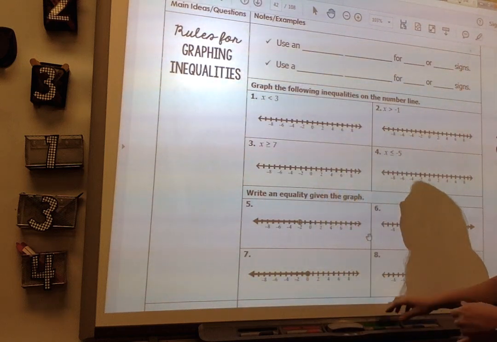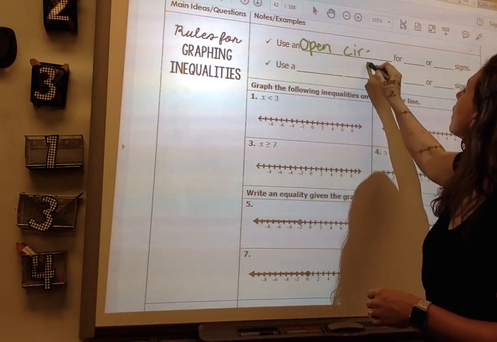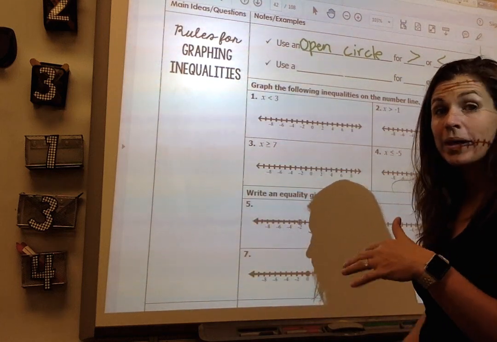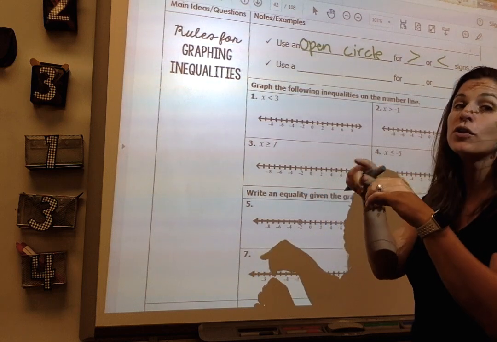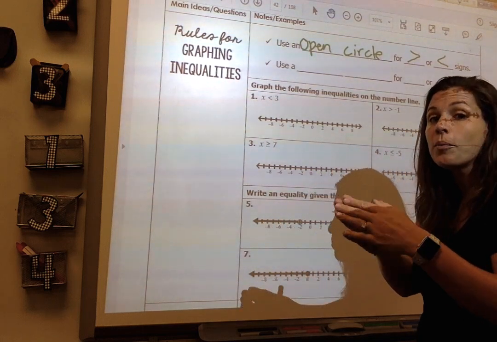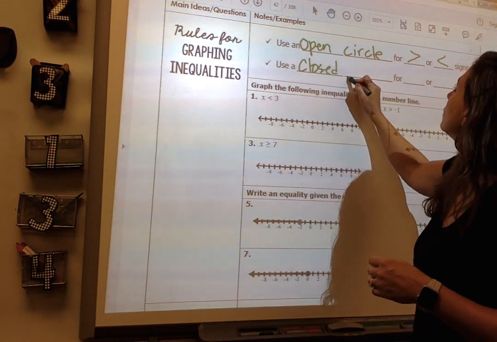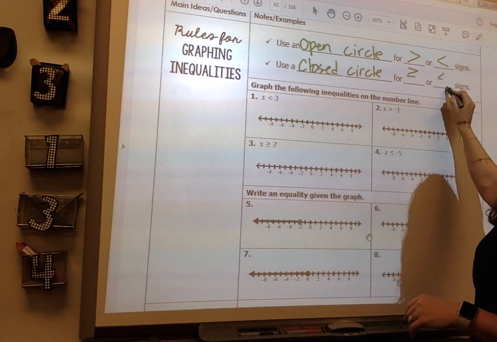So here's what we're going to do. We are going to use an open circle for greater than or less than, just like we did over here on that example, because an open circle does not include the target number. It includes either greater than that target number or less than that target number. We use a closed circle for greater than or equal to and less than or equal to.